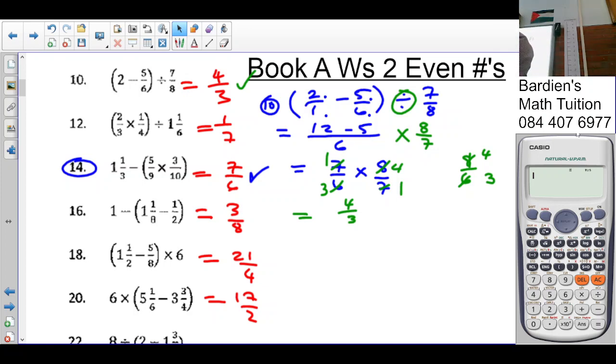Just remember, in the exam you don't use a calculator. So put it away now. If you're testing it on the calculator, it's fine. But importantly, when you do the homework, try and do it without the calculator, as far as possible, because in the exam, you're not going to use a calculator. Anybody else has a question with regards to number 10?